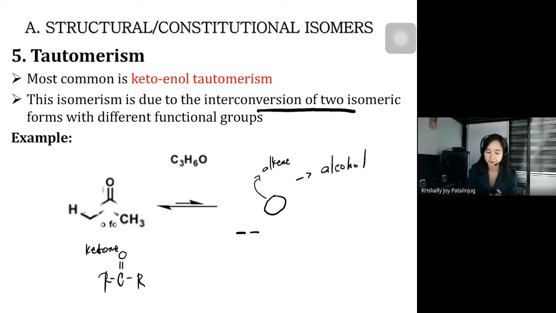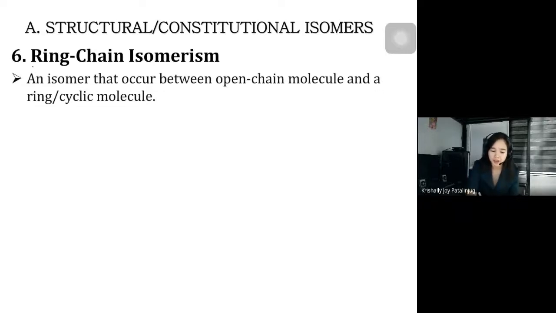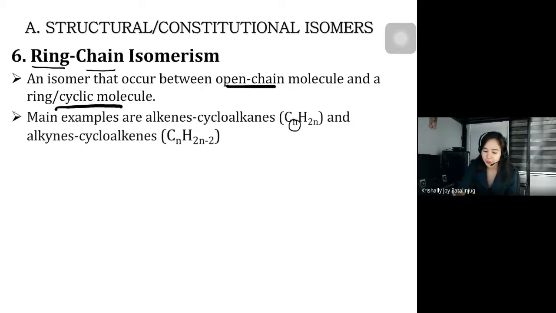Okay, then last, ring chain isomerism. From the name itself, ring: you have a cyclic ring, then a chain. So it means that in a set of molecules, you have an open chain and a ring structure, and they must have the same formula. That is considered ring chain isomerism. You have an open chain and a cyclic molecule. A good example is alkene paired with cycloalkanes. If you scan over your notes, try to check the general formula of alkenes and also the cycloalkanes class.